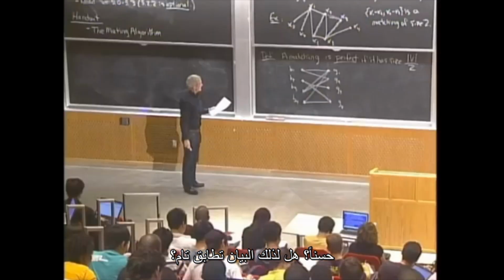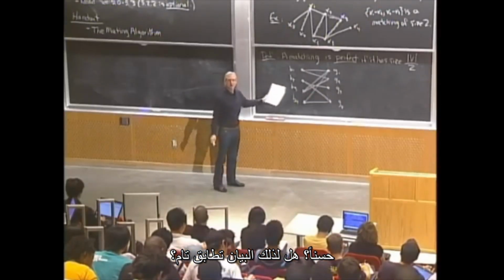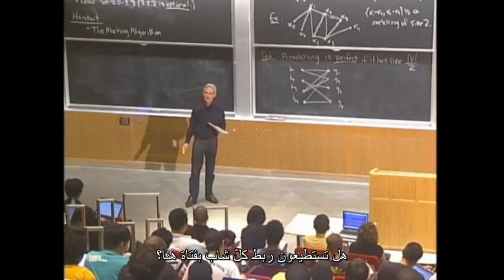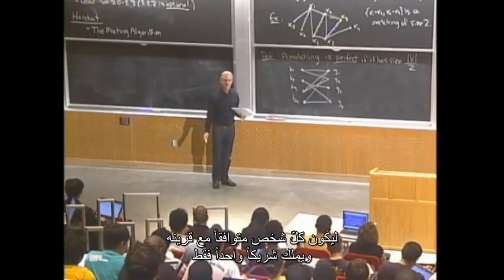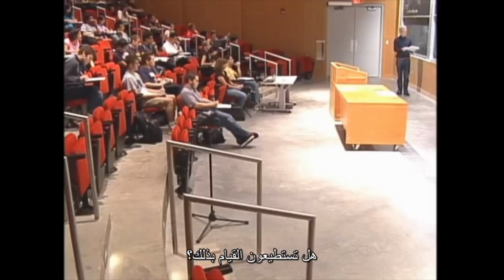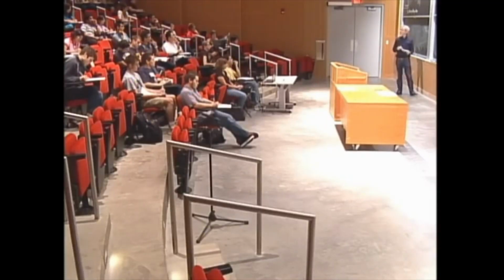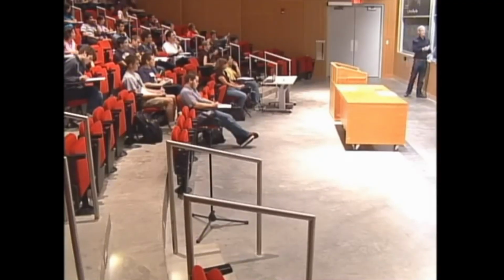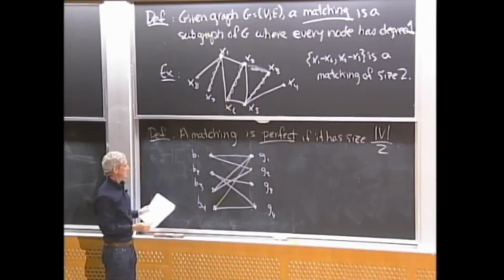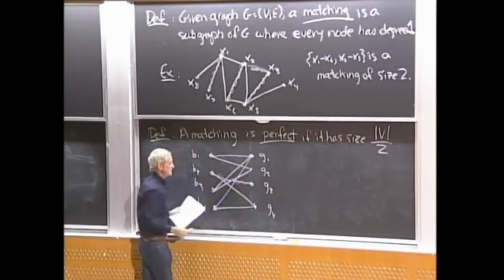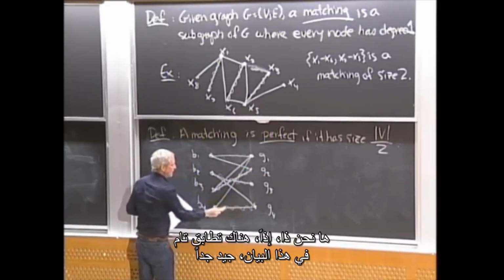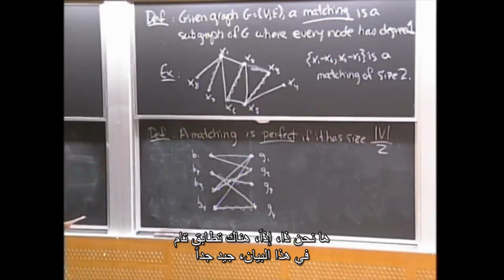Okay. Does that graph have a perfect matching? Can you pair up every boy with a girl here so that everybody's compatible with their mate and you have just one spouse? Can you do that? Yeah? All right. Who do I start pairing up? B1, G1. B2, G3. B3, G2. There we go. All right, so there is a perfect matching in this graph. Very good.